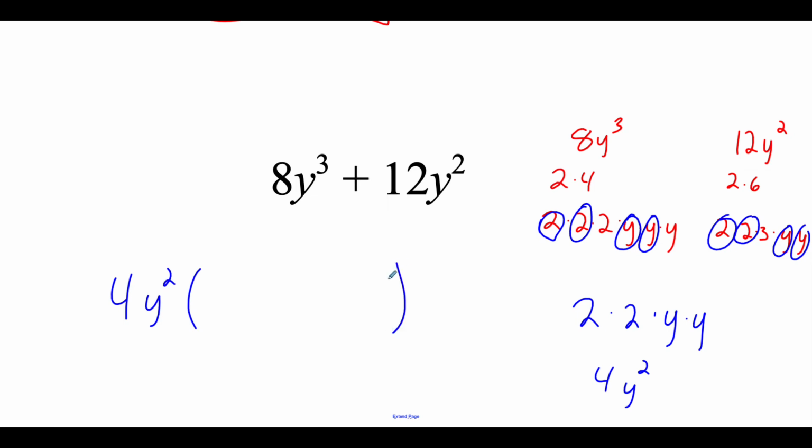But I need to figure out what's left over, so we're going to do our dividing. Let's start with the 8y cubed divided by 4y squared. 8 divided by 4 is 2.